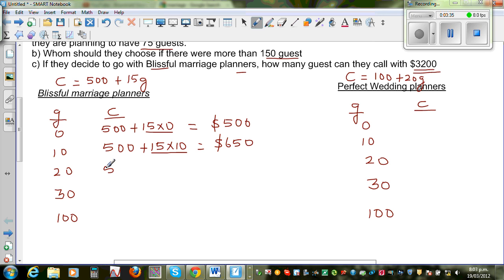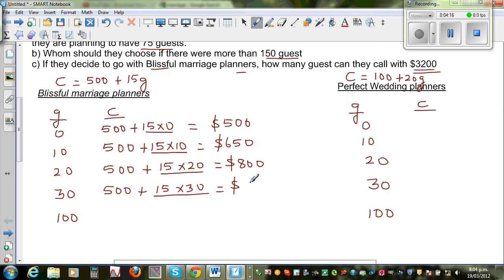For 20, it'll be 500 plus 15 times G, so 15 times 20. 15 times 20 is 300. You can use a calculator. So this is 500 plus 300, which is $800. For 30, it'll be 500 plus 15 times 30. 15 times 3 is 45, so this is 450. So this is 450 plus 500, which is 950.